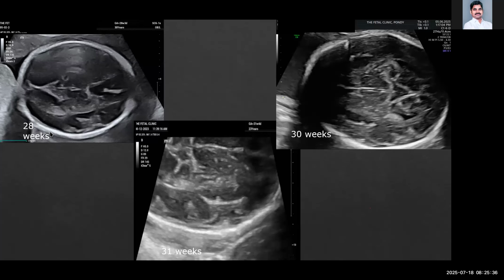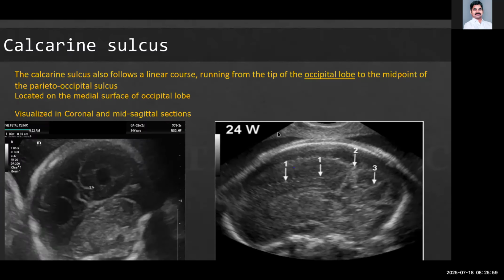So this is at 28 weeks where the angles on one side are acute and on the other side perpendicular, because the posterior operculization occurs faster than the anterior operculization. So here it is perpendicular and here it is acute. So at 30 weeks they are almost acute. At 31 weeks the angles are acute.